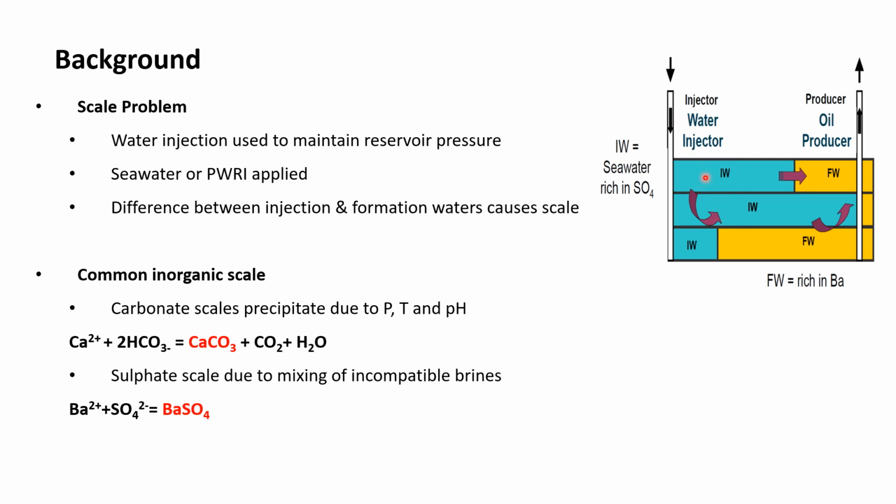Here, the injection water is very rich in SO4 and the formation water is rich in barium. So this is an example of sulfate scale, the mixing between incompatible brines.